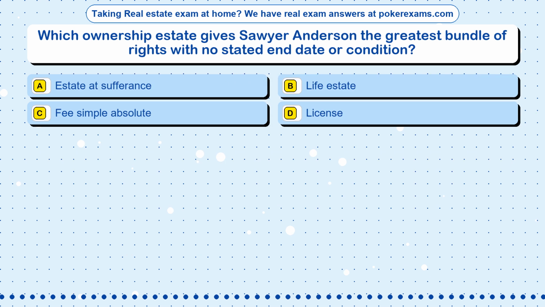Question 79. Which ownership estate gives Sawyer Anderson the greatest bundle of rights with no stated end date or condition? Option A. Estate at sufferance. Option B. Life estate. Option C. Fee simple absolute. Option D. License.